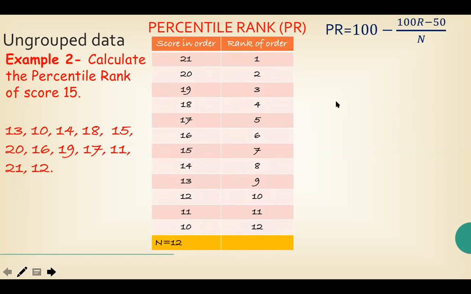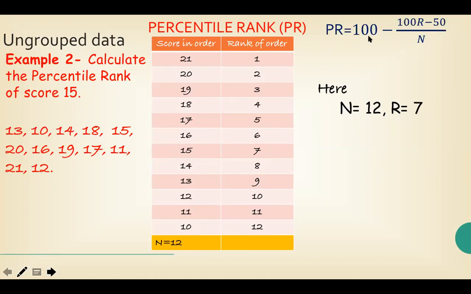Now we have to find the percentile rank of score 15. For that we have to check the rank of the score 15, that is 7, and the total number of observations is 12. So here the total number of observations N is equal to 12, and R, the rank of that particular score 15, is 7.